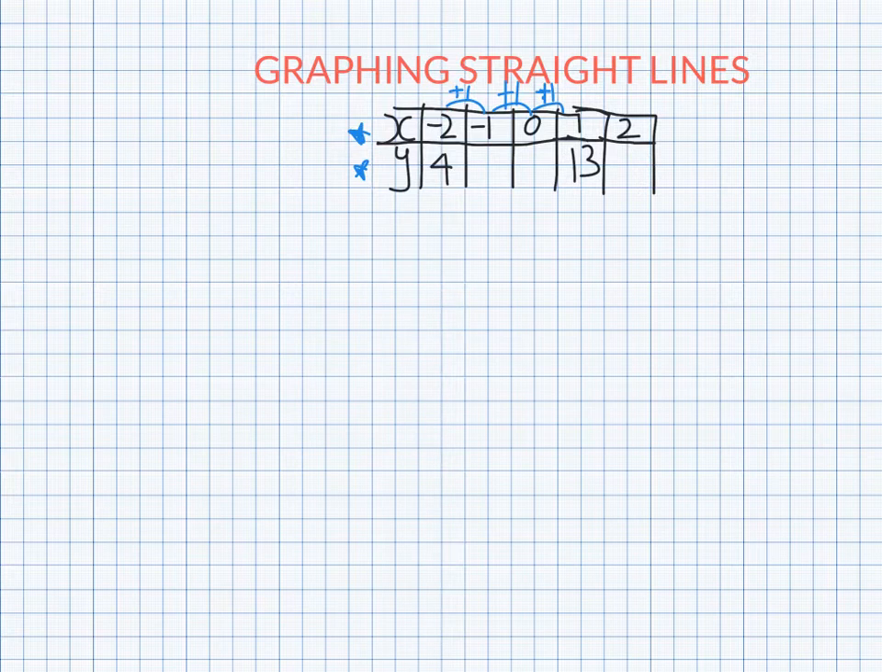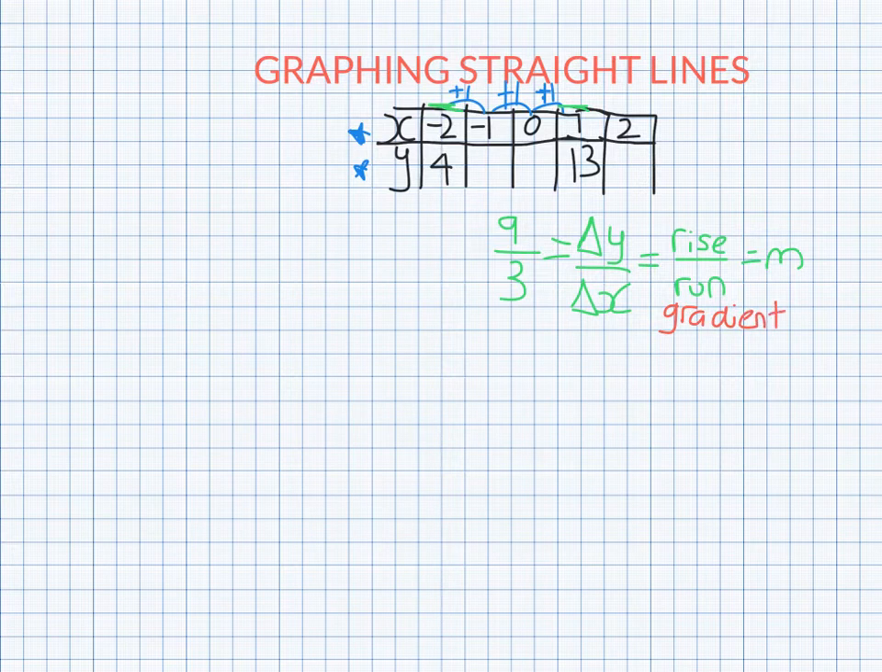So we only have 2 points here. For x to go from here to here has gone up by 3, and y has gone up by 9. So 9 over 3, which is the change in y divided by the change in x, also known as rise over run. We usually denote it m, and that term you're probably familiar with is the gradient. So the gradient here is 9 over 3, which is equal to 3. That means each time x is going up by 1, y is going up by 3.